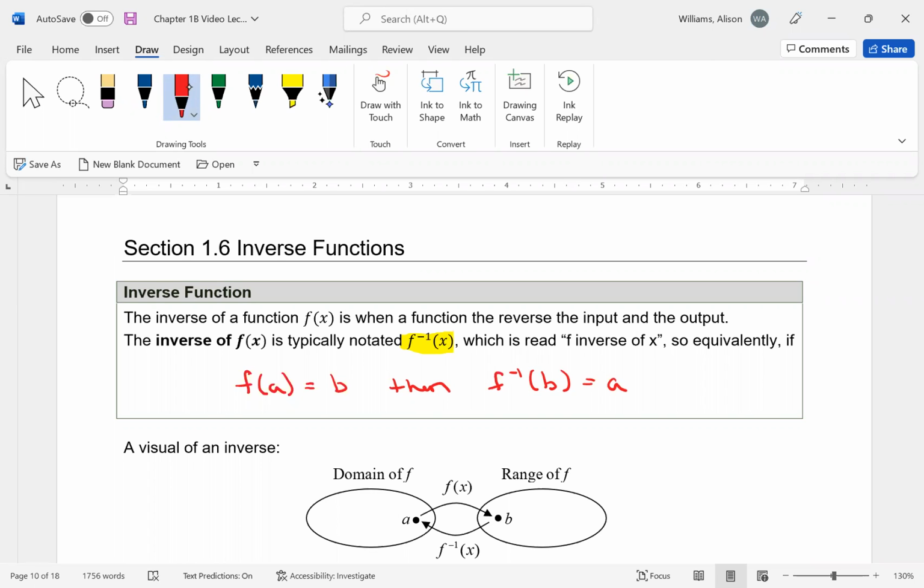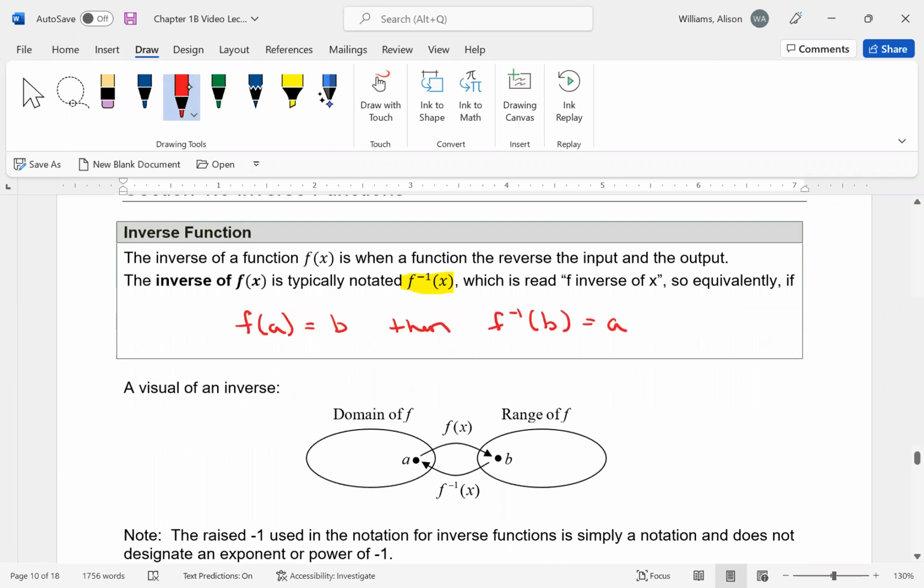So visually what's happening, this little graph here, is that the domain of f takes a and maps it over to b. So this is what f of x does. But the inverse goes the opposite direction. It takes b and maps it to a. So the domain for the inverse is the opposite. So this is domain for f inverse.